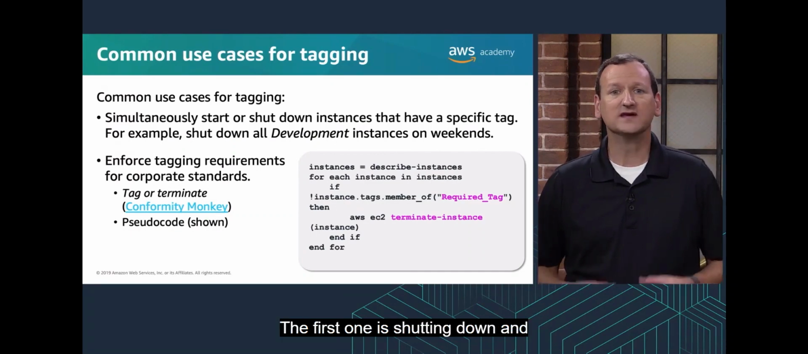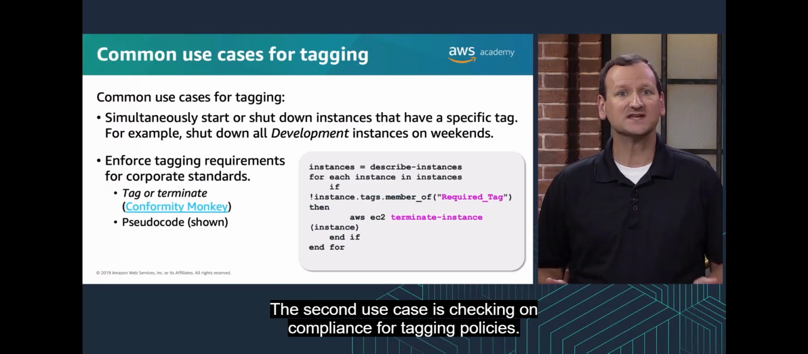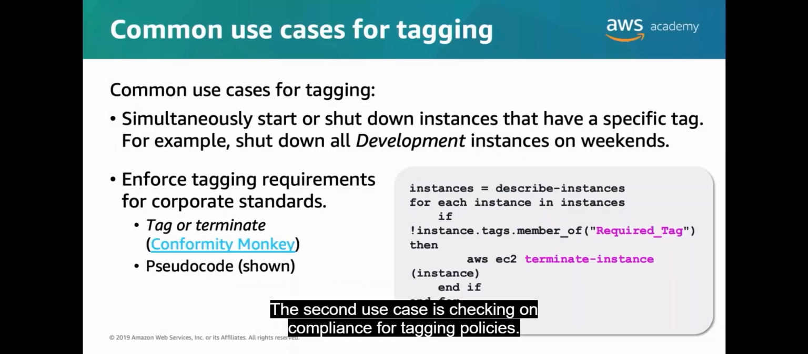The first one is shutting down and restarting all instances that have a specific tag. The second use case is checking on compliance for tagging policies. The first use case involves tagging all instances so they have an attribute that indicates the environment where they run.